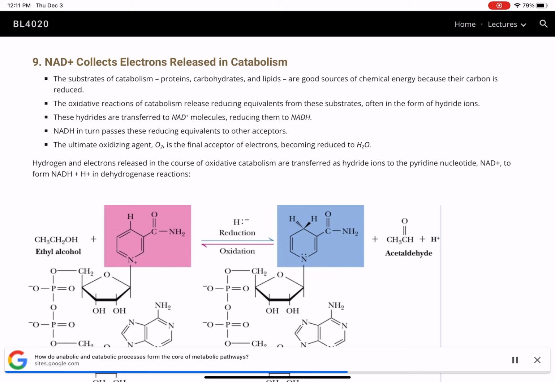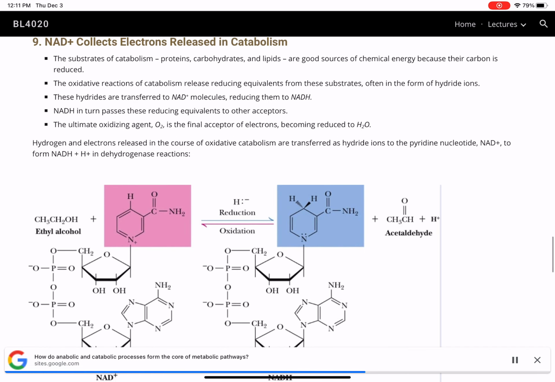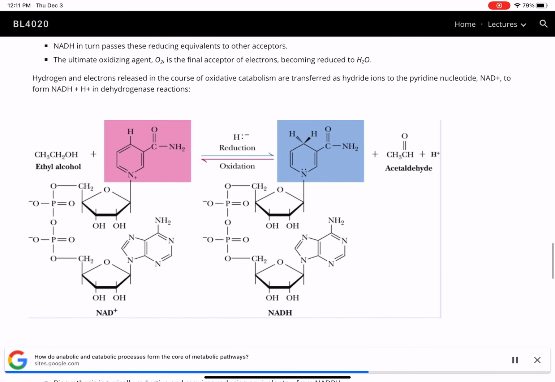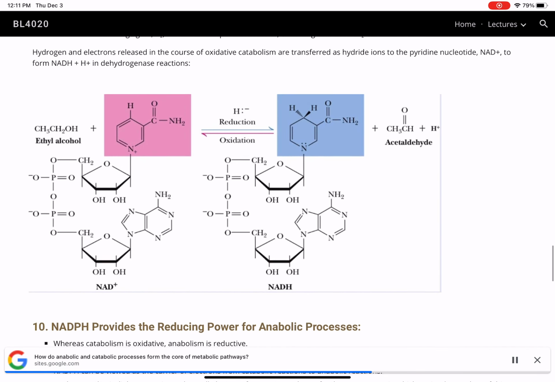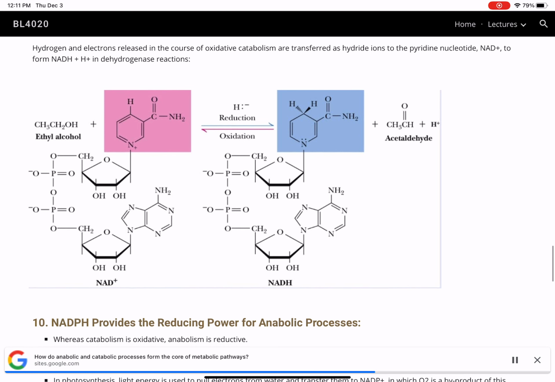NADH in turn passes these reducing equivalents to other acceptors. The ultimate oxidizing agent, O2, is the final acceptor of electrons, becoming reduced to H2O. Hydrogen and electrons released in the course of oxidative catabolism are transferred as hydride ions to the pyridine nucleotide, NAD+, to form NADH plus H+ in dehydrogenase reactions.